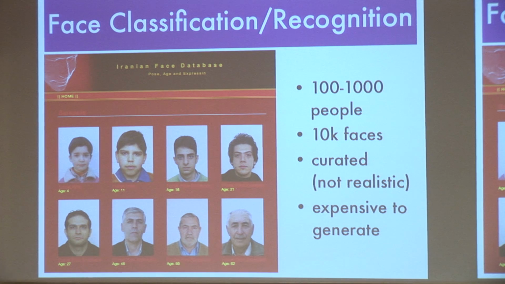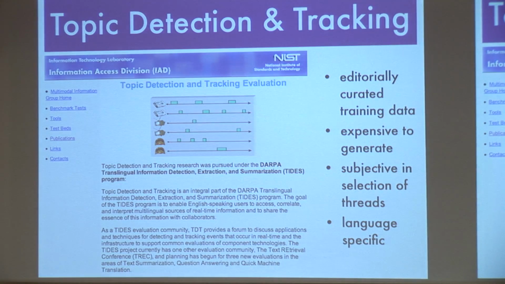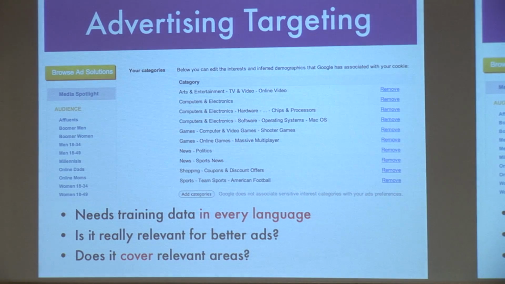Face classification: that's one of the larger face databases, by some Iranian university. God knows why they were interested in it. Topic detection and tracking has a lot of things annotated. Actually, by now our unsupervised algorithms beat the best supervised one, which is kind of fun.